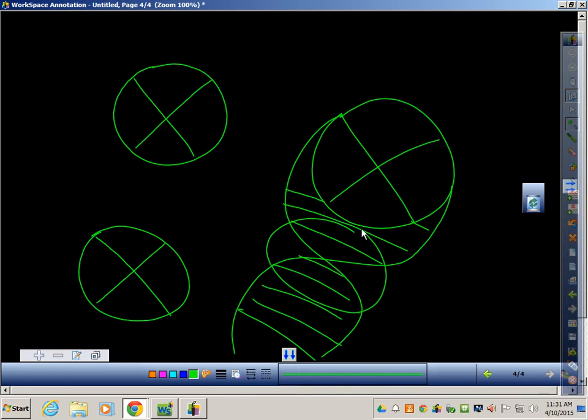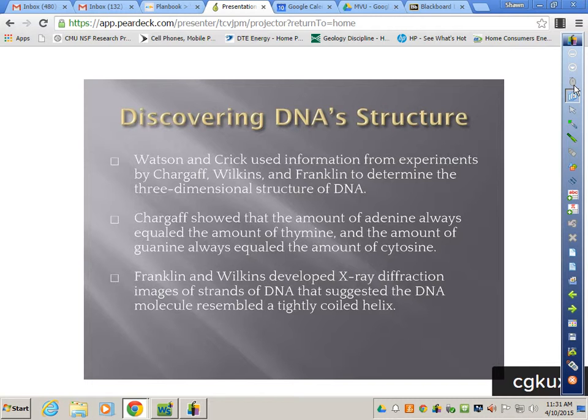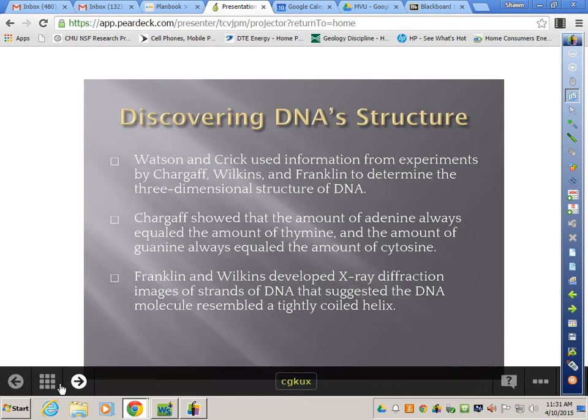And she didn't have the aha moment. It was actually Watson and Crick that figured out what she was looking at. We'll talk about that right now. But along with Wilkins, Franklin did determine that it was a helical shape.